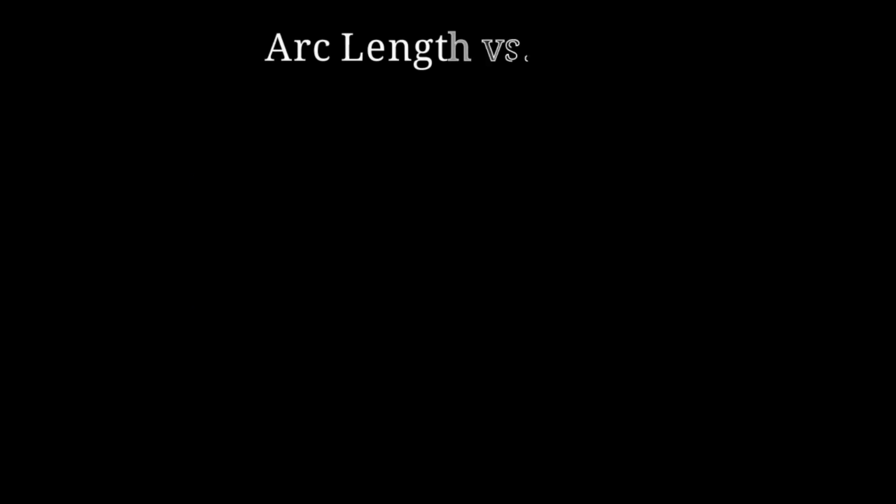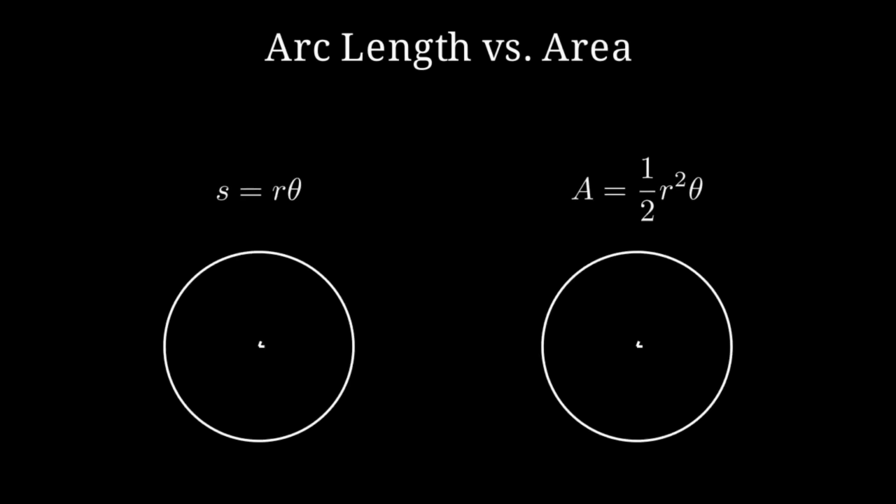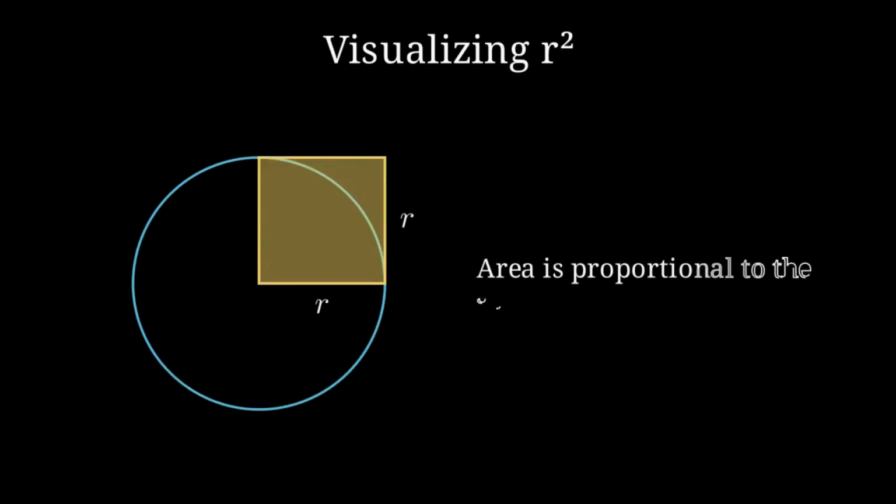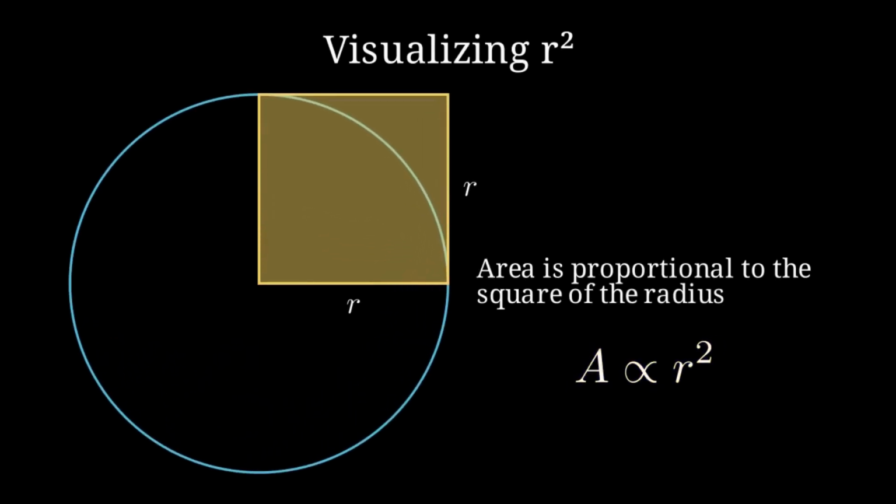Don't confuse arc length with area. Arc length, S, measures the distance along the curve, while area measures the space inside. Both rely on the radius and the radian angle, but the area involves squaring the radius. Because the radius is squared in our formula, doubling the radius of a sector actually quadruples its area. This exponential growth is a key feature of circular geometry that is important to visualize.